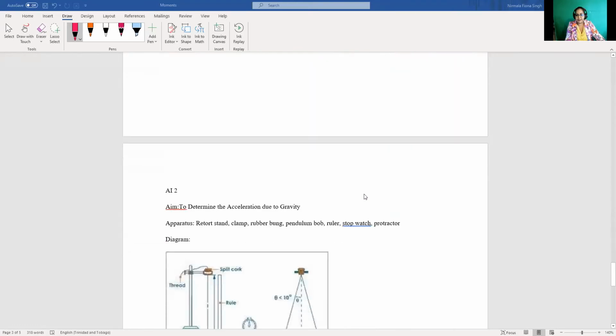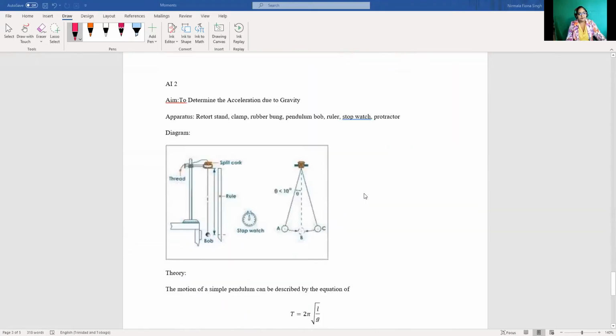This will give us enough time to deal with our next lab, which is probably the most common lab done across schools in the entire world, honestly. So I have here: I want to determine the acceleration due to gravity using a simple pendulum. Now, what is a simple pendulum? A simple pendulum is simply an object that undergoes regular back and forth motion.